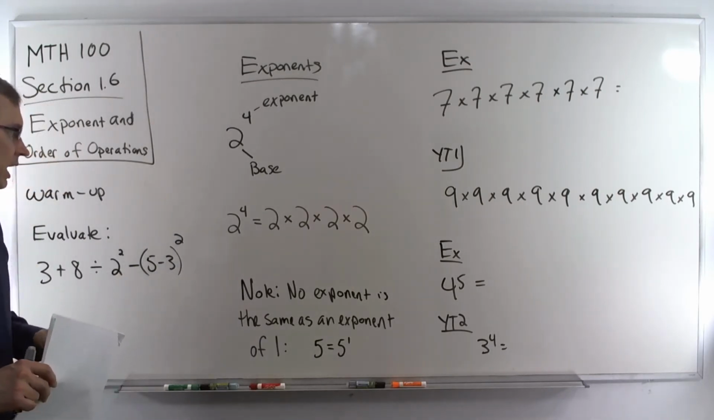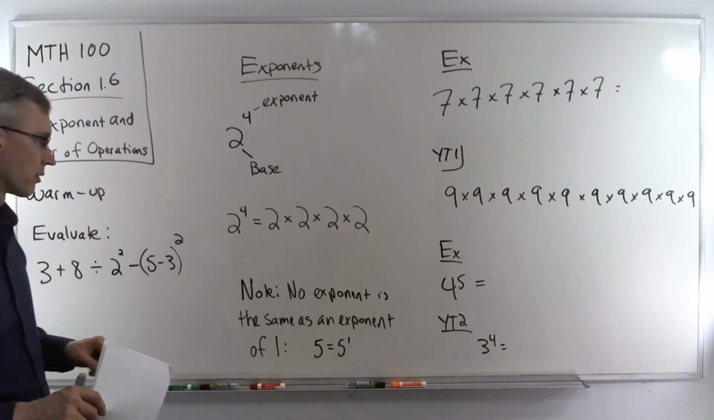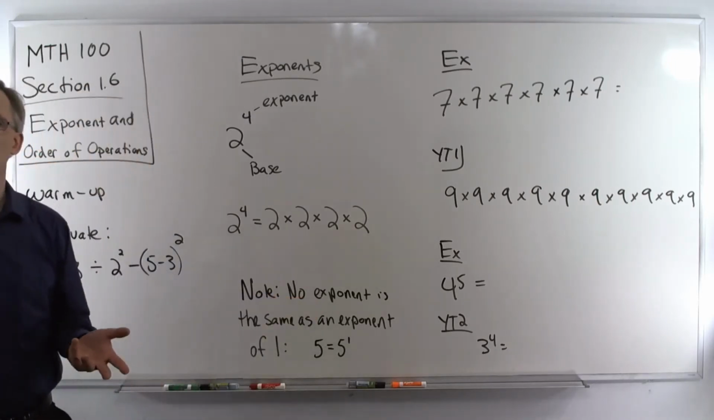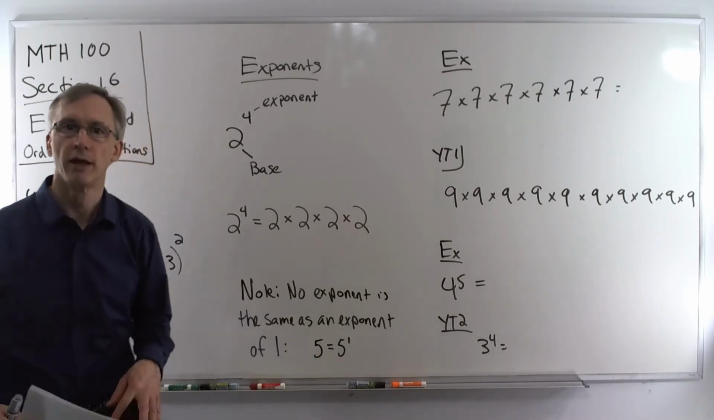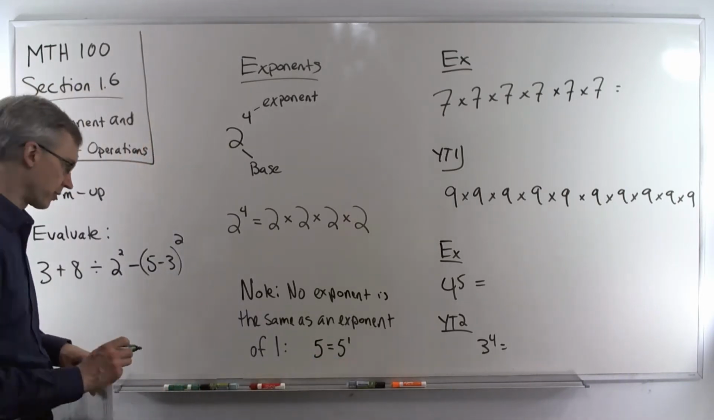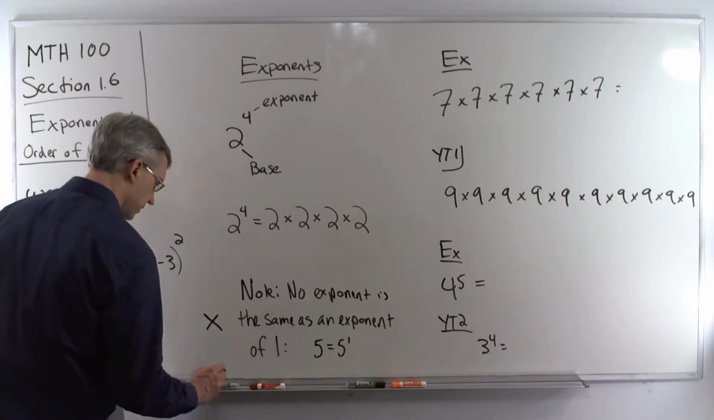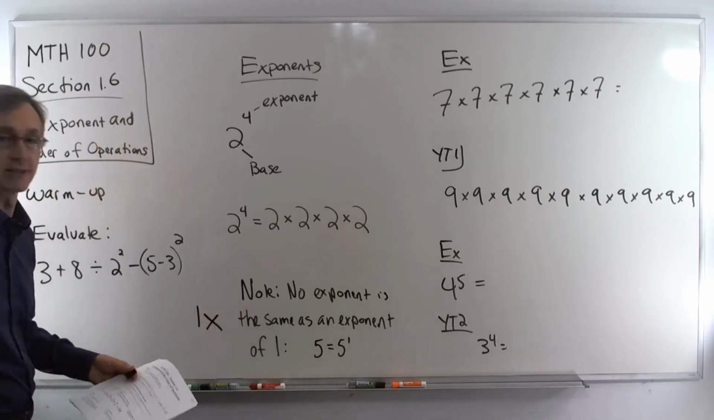Now note, if you see a number with no exponent, you can just assume that it's an exponent of 1. So 5 is the same as 5 to the 1st power. It's kind of the same thing like in algebra, when you might write down an x, or you can write down 1x. It means the same thing.